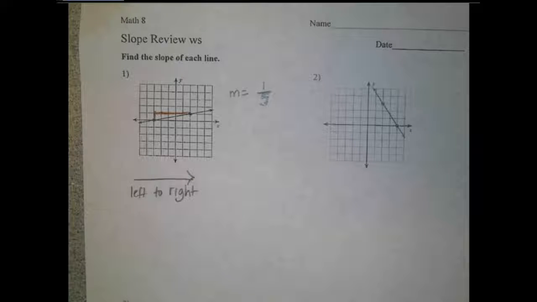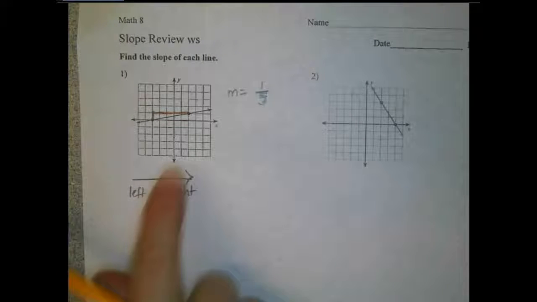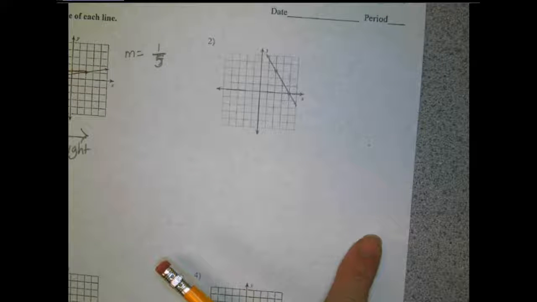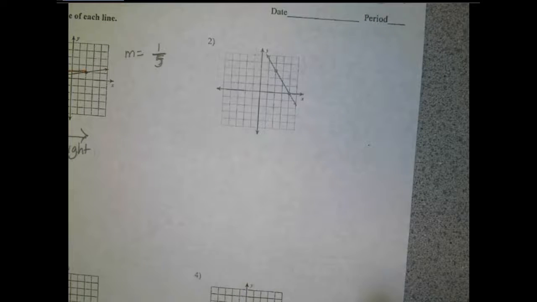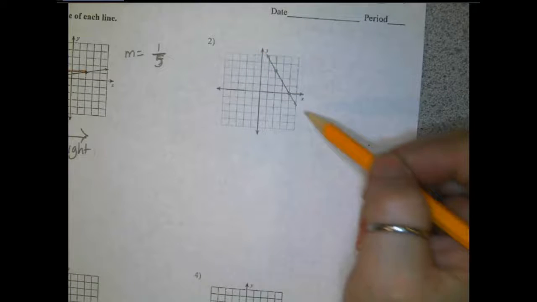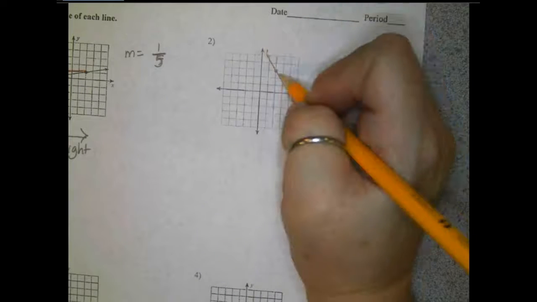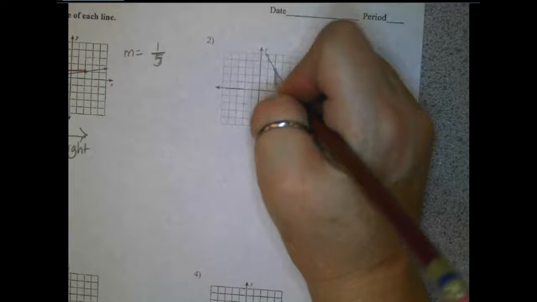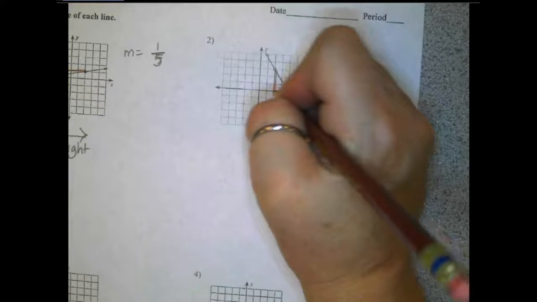Okay? Sound good? Beautiful. And that's all we have to do. So let's do number 2. Now remember I said rise first. Which direction is this going? Uphill or downhill? Down. So that means that my rise is going to be negative. My rise will be negative, so I'm actually going to count down and then to the right.